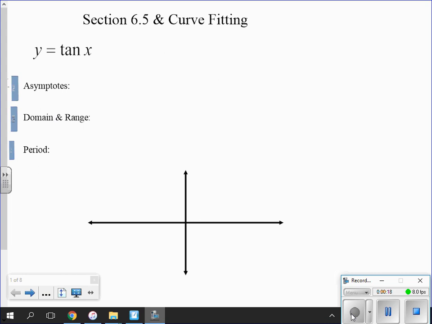Okay, first one is the tangent. The tangent and all of the other ones all have asymptotes. There are asymptotes on tangent, cotangent, secant, and cosecant. They all have vertical asymptotes. So the tangent of x has a vertical asymptote every pi starting at pi over 2.